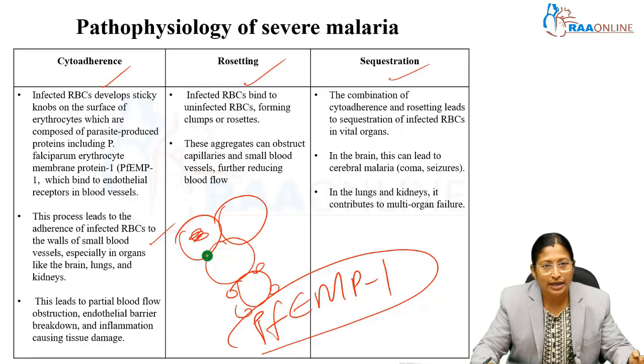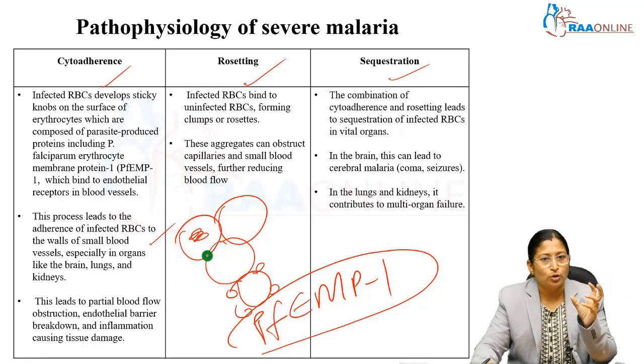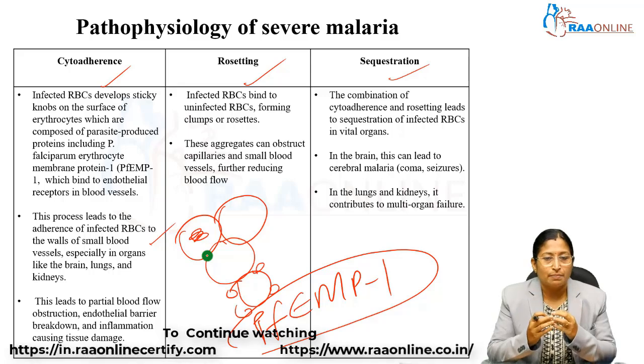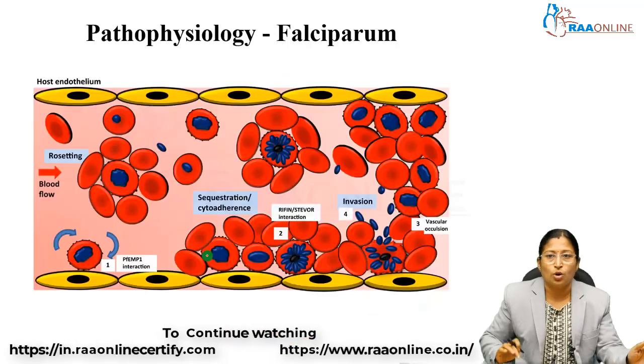So you have cytoadherence, where the sticky knobs, composed of Plasmodium falciparum erythrocyte membrane protein, adhere to the endothelial cells. And you have rosetting, where the infected RBC binds to uninfected RBCs and forms clumps. And all these sequester in the smaller blood vessels.